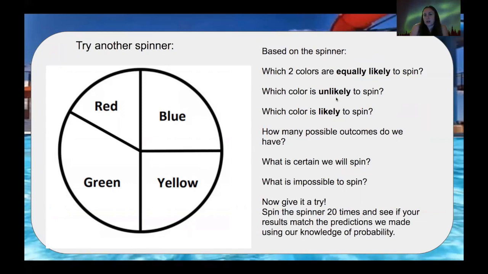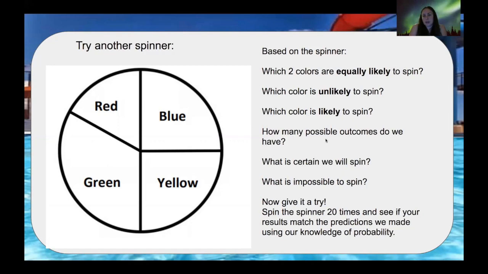So which color is unlikely to spin? Unlikely means that it is probably not going to be the result we get, probably the piece that has the smallest size. So in this example, red is the smallest piece, so it is unlikely we will spin red. Which color is likely to spin? Again, likely means that it is probably going to happen, and I'm looking for the piece that is the largest. Green is the largest piece, so green is likely to be spun.